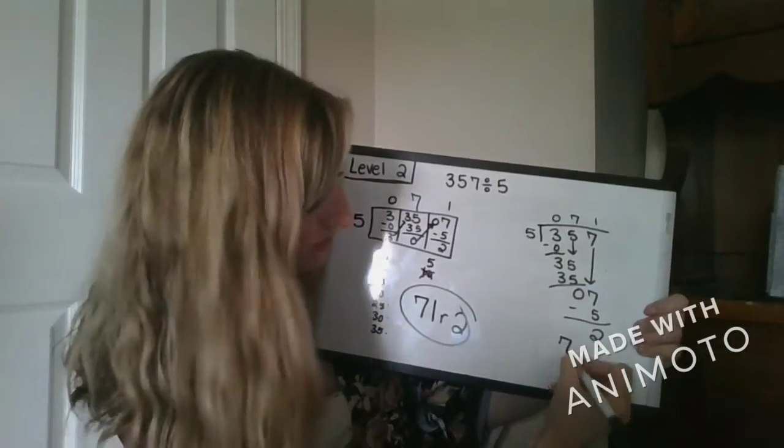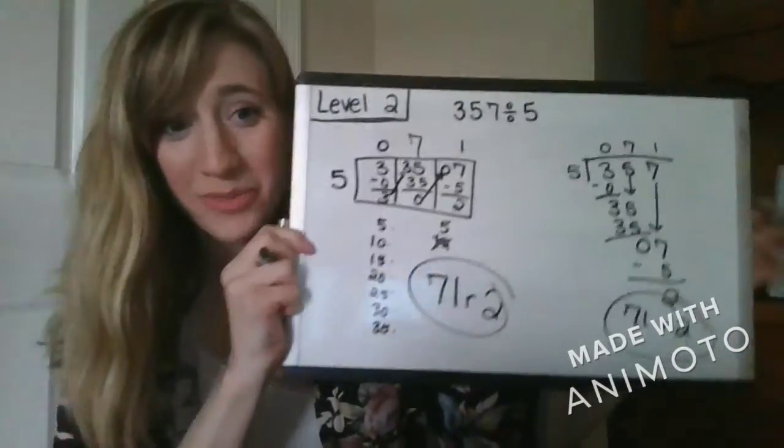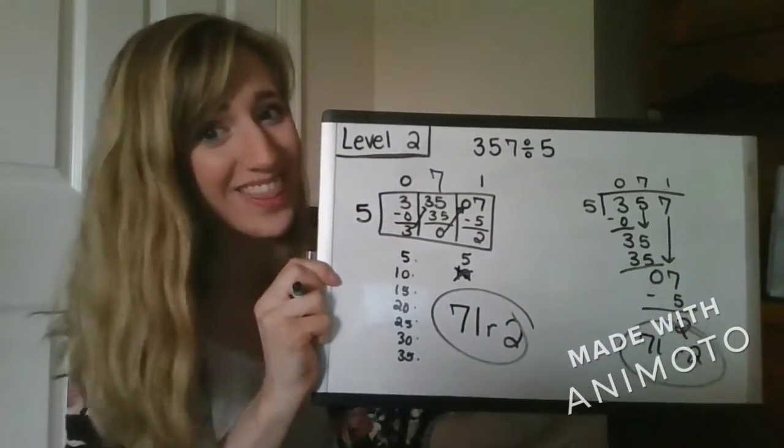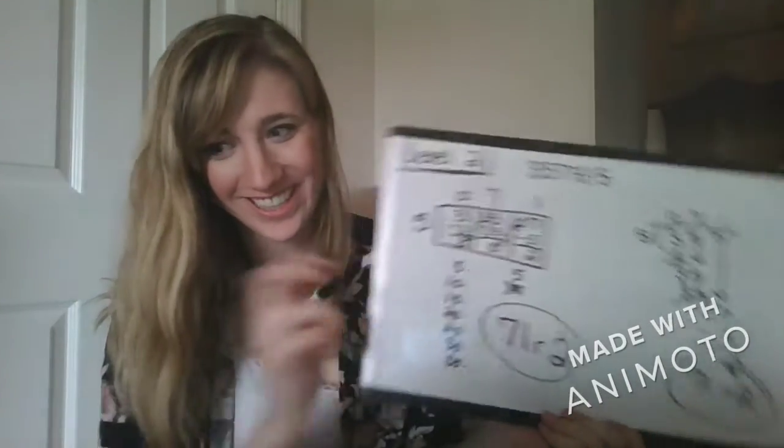So the answer is 71, remainder 2. Either way, you should have gotten 71, remainder 2. So if you got that, you're still in the running for being smarter than a 4th grader.